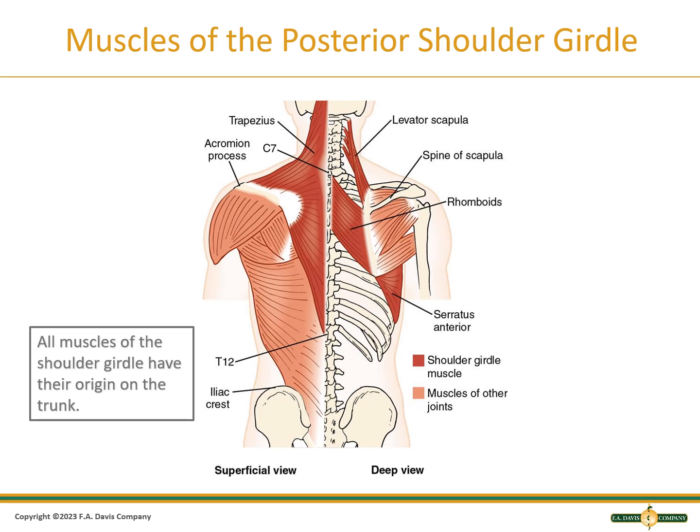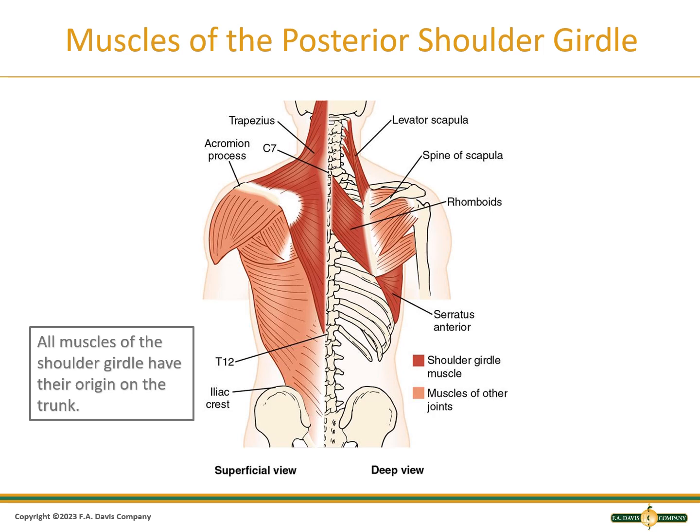And then our serratus anterior sits more on the anterior side, coming from the ribs to attach to the anterior aspect of the scapula. We also have some of our shoulder joint muscles highlighted here, but we want to look at the darker shoulder girdle muscles, and we can see that all of these muscles have their origin on the trunk.